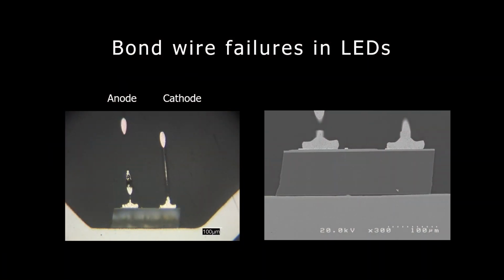In LEDs, anode bond wires are more likely to fail. Although both wires carry the same current, the anode wires are hotter because they are closer to the multiple quantum well, which is where the voltage drop occurs and heat is generated.